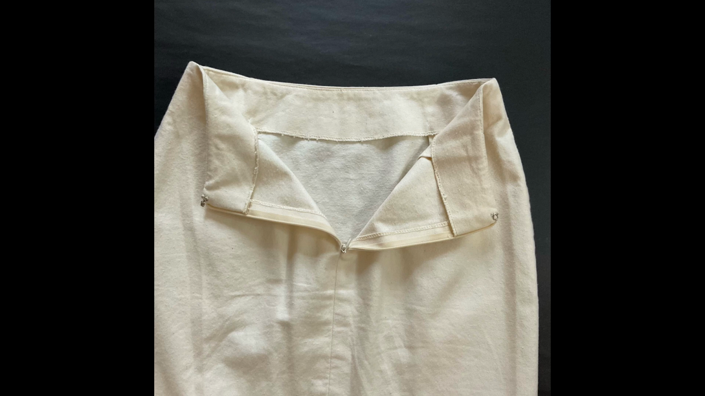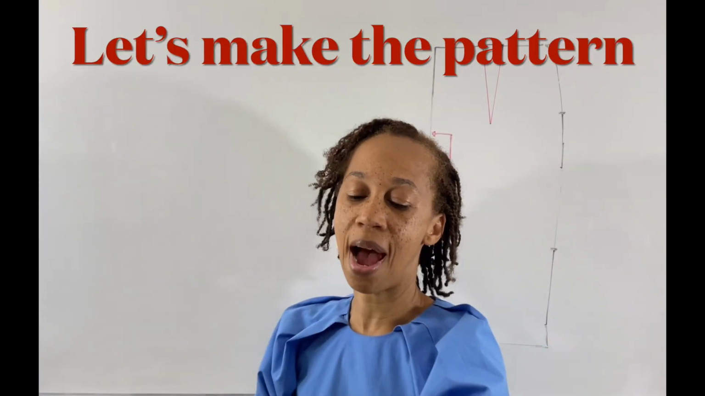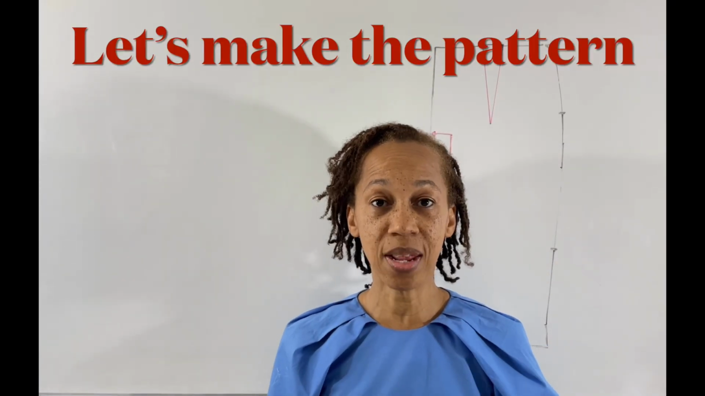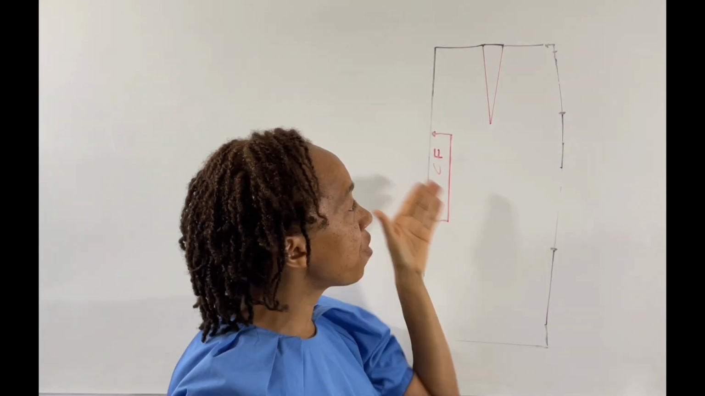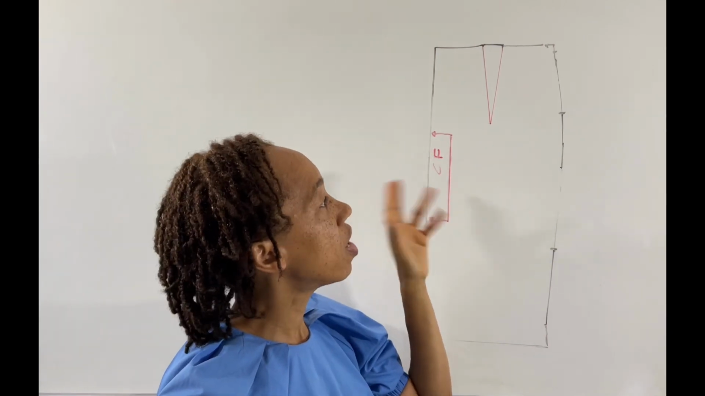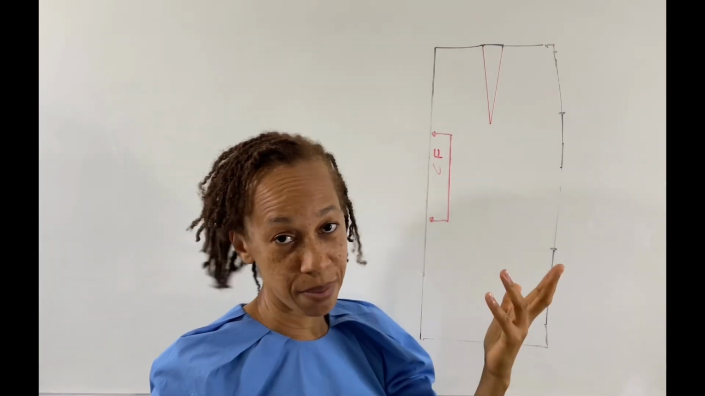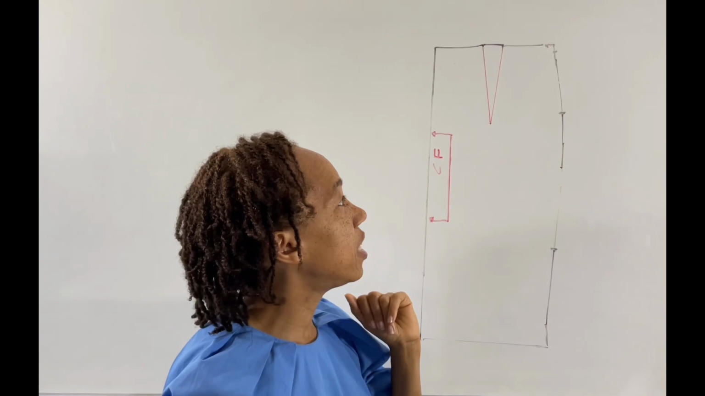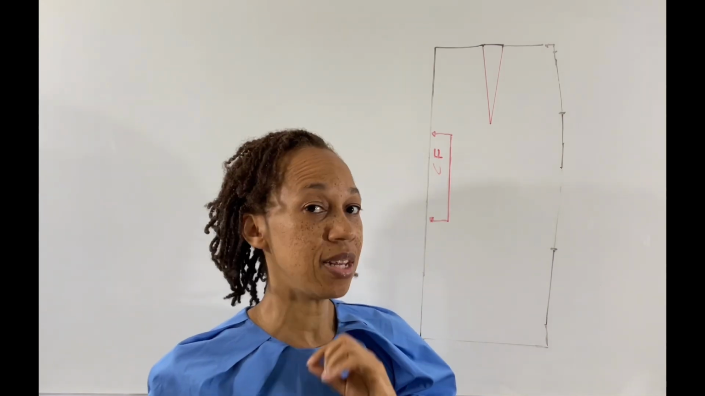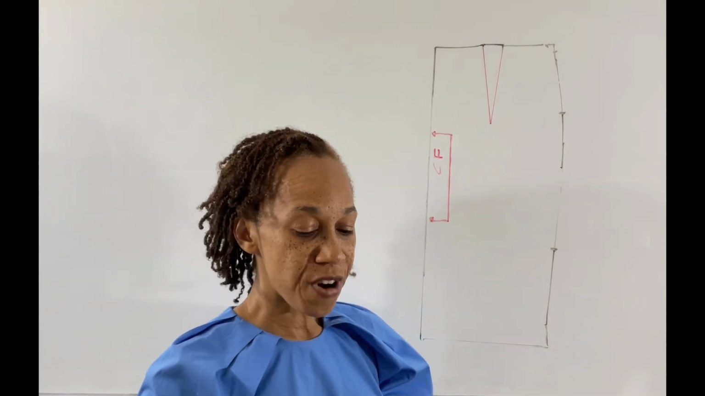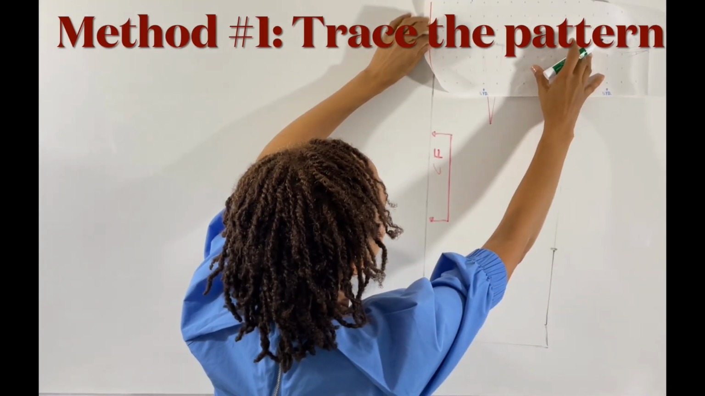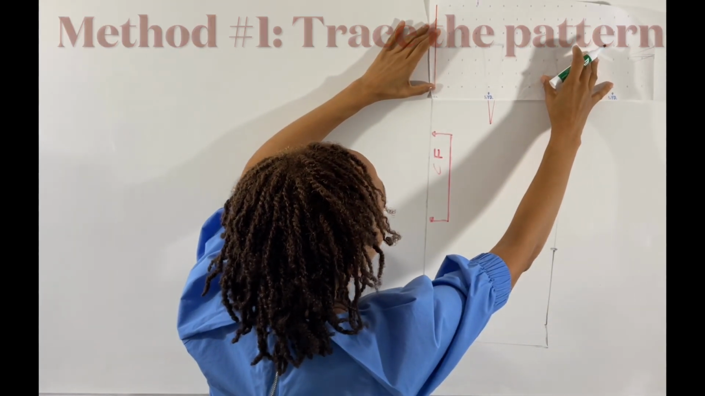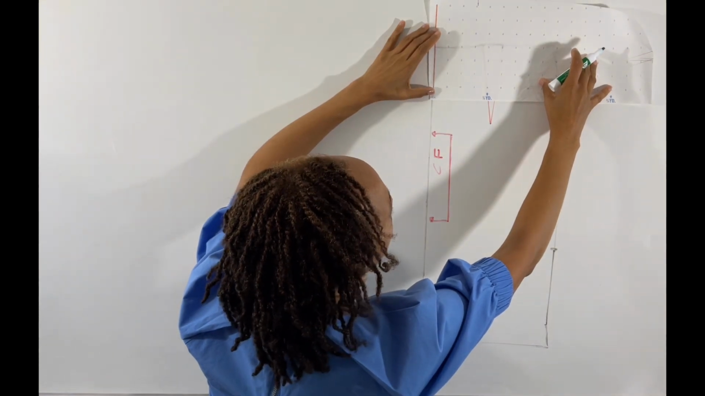And in order to do the self-facing, I'm going to now show you how to create the pattern for that self-facing. So first and foremost, you have your pattern here, your skirt pattern, or it could be the pants, whatever it is. And you have two ways of creating the self-facing. The first method is that you can place an extra pattern paper over your pattern like this.